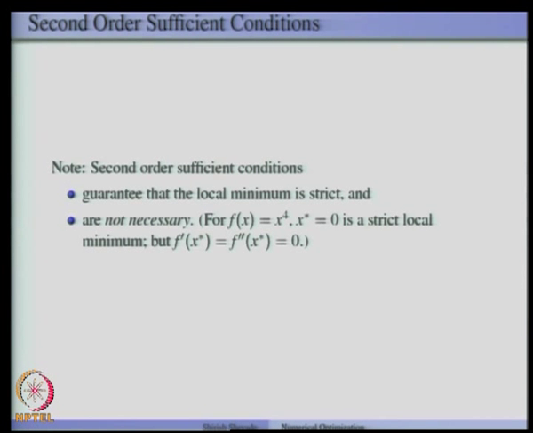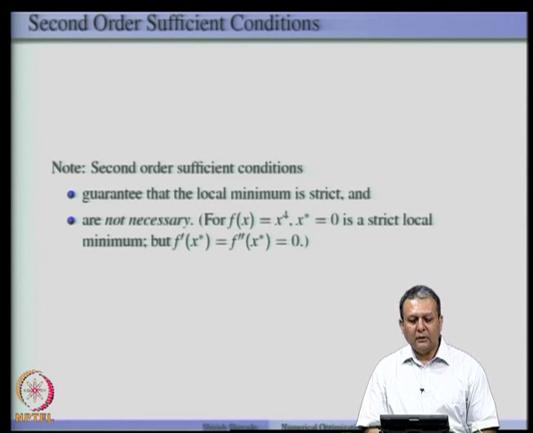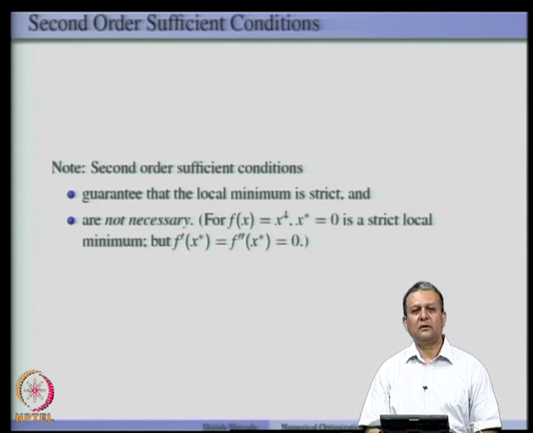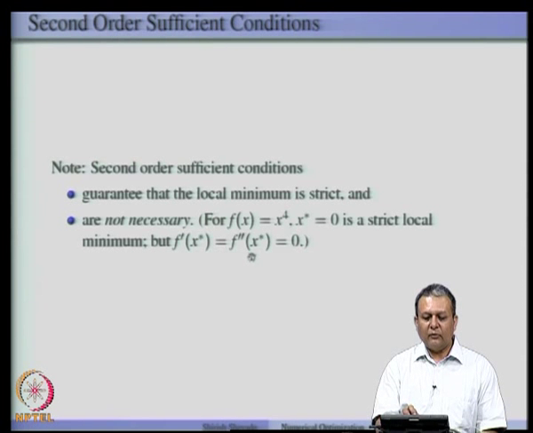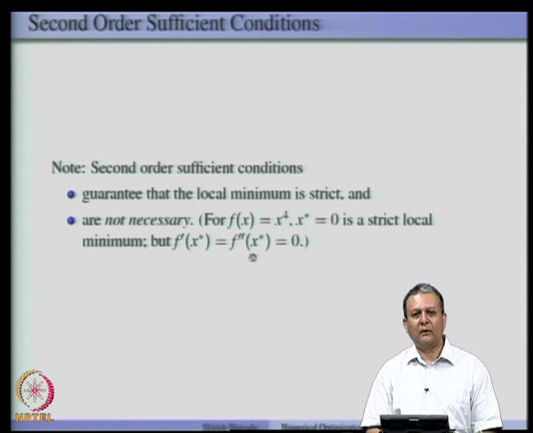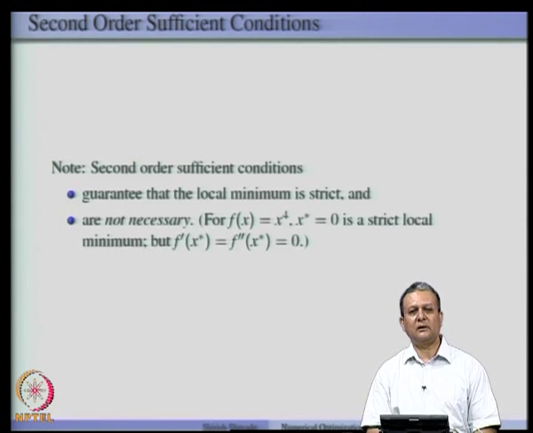Now, are these conditions necessary? Though they guarantee that the local minimum is strict, they turn out to be not necessary conditions, because if we consider a case where f of x equal to x to the power 4, then x star equal to 0 is a strict local minimum, but then f dash x star and f2 dash x star are both 0. So, these second order sufficient conditions are not necessary in this case.